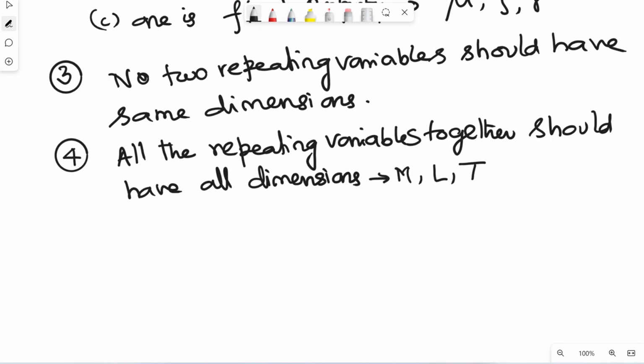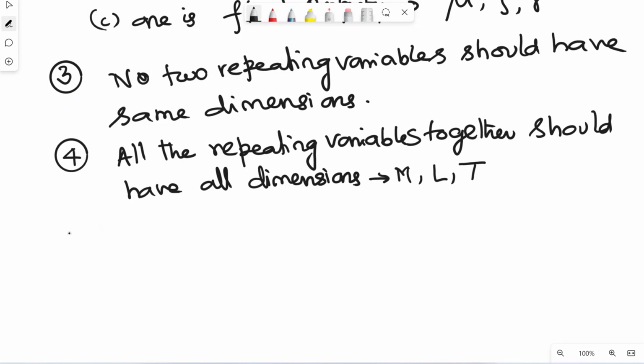Once again, I repeat, the repeating variables should be such that, first thing, remove the dependent variable from the list. Second thing, choose the three such that one is a geometric property, one is a flow property, and one is a fluid property. Then third, don't select in such a way that two repeating variables have the same dimensions. Then fourth, all repeating variables put together must contain all three fundamental dimensions, M, L, T.